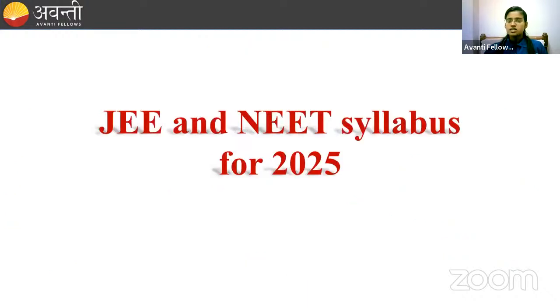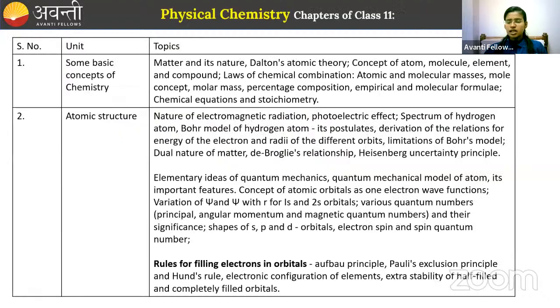Now the next thing is the JEE and NEET syllabus for 2025, I mean for this year as well as for the next year, 2026 also. So let me go with the syllabus. For JEE and NEET, the syllabuses are going to be the same. Now I'll discuss the physical chemistry chapters of class 11 first, then we will go on with the remaining two, inorganic and organic.